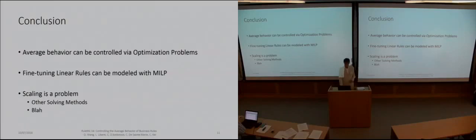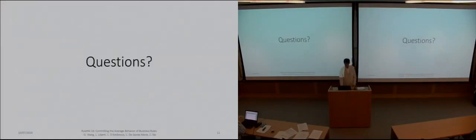If we have linear rules, then we can model with a mixed integer linear program. That's important because these are somewhat the simplest kind of optimization problems we can find. Even simpler would be to remove the integer part, but that's not doable because with rules we have yes-no conditions. And so solving is a problem. So there are other solving methods.